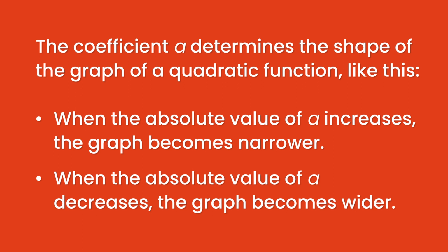The coefficient a determines the shape of the graph of a quadratic function, like this. When the absolute value of a increases, the graph becomes narrower. When the absolute value of a decreases, the graph becomes wider.